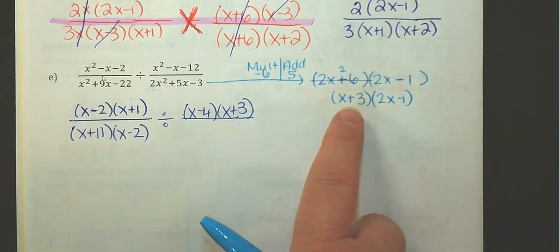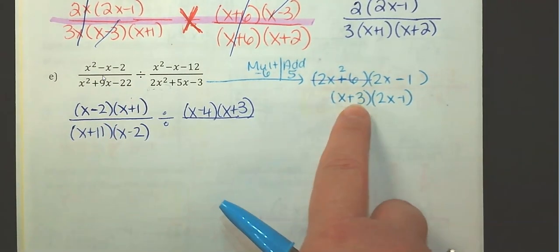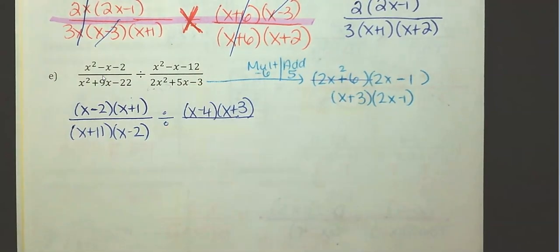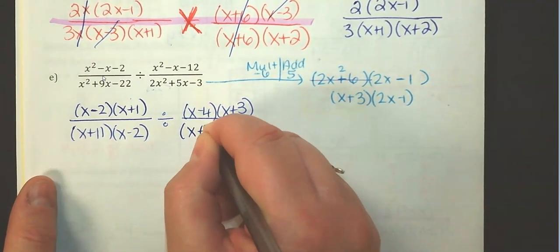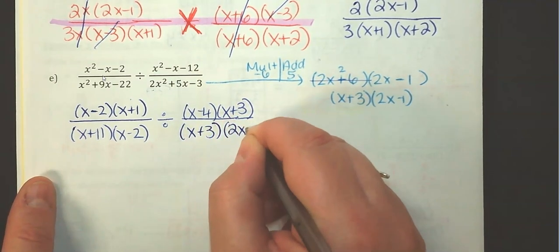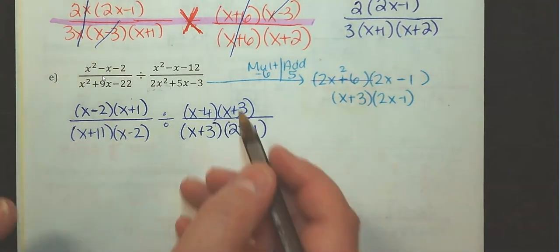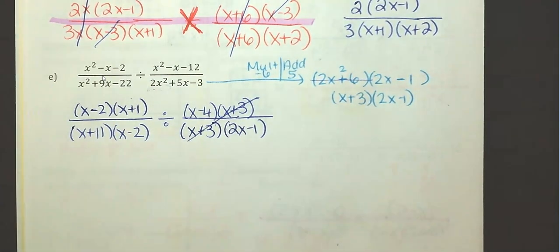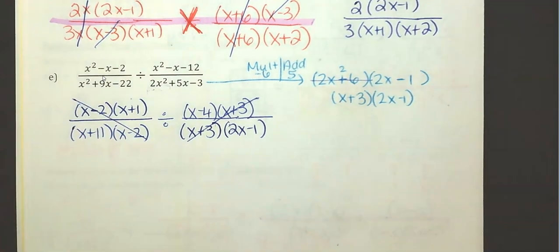And I always just check real quick. So x times 2x give you back the 2x squared. 3 times -1 will give you -3. You should be okay. I'm going to come over here and write that down real quick. X plus 3, 2x minus 1. Okay. Right away, I'm going to go ahead. Those x plus 3s are in the same fraction. These x minus 2s are in the same fraction. So I'll go ahead and cross those out.